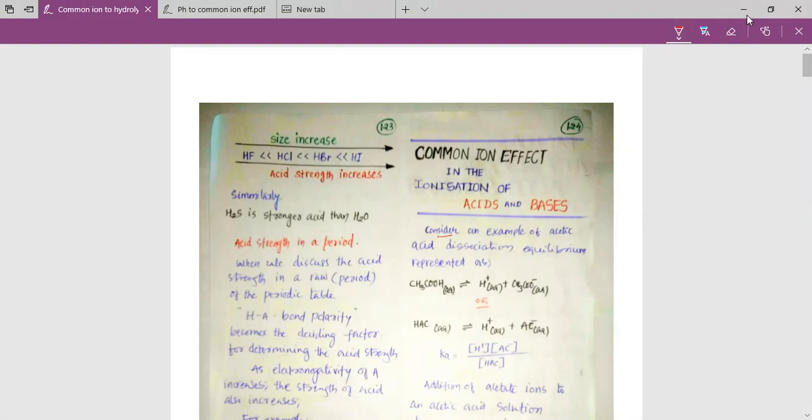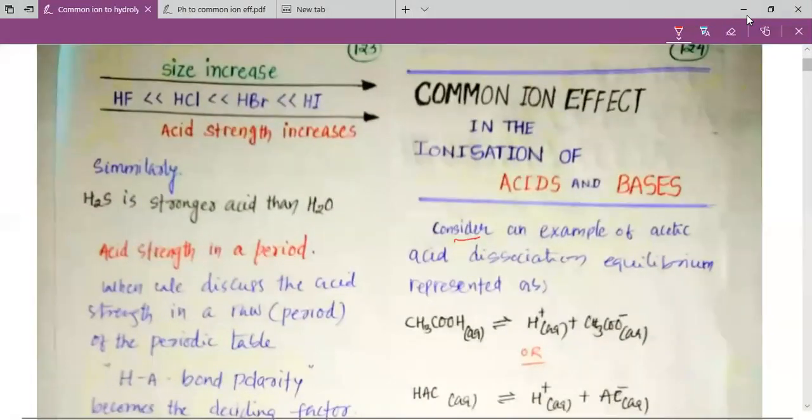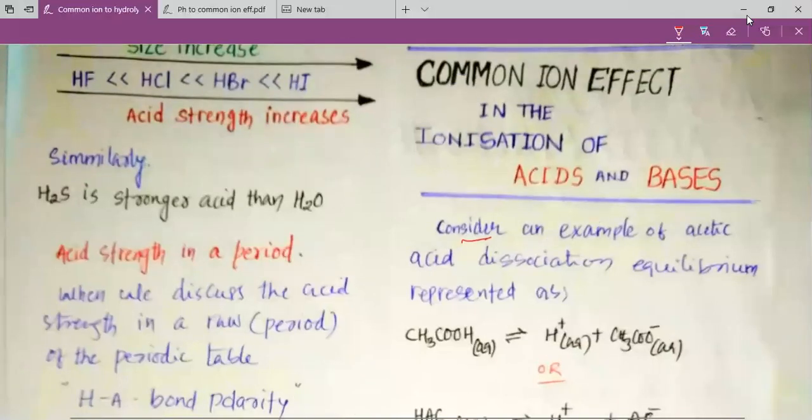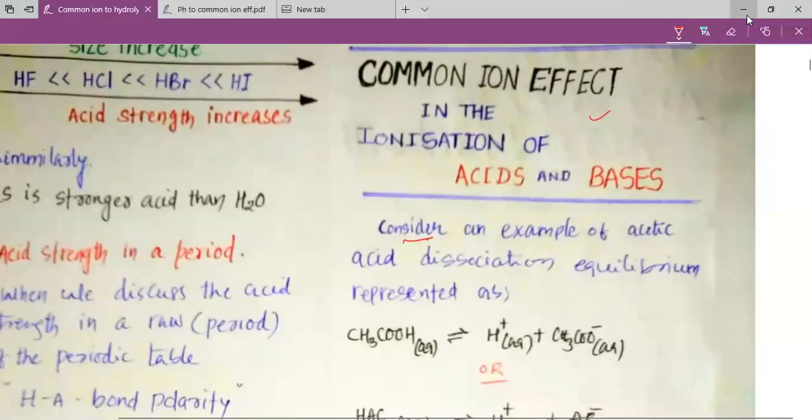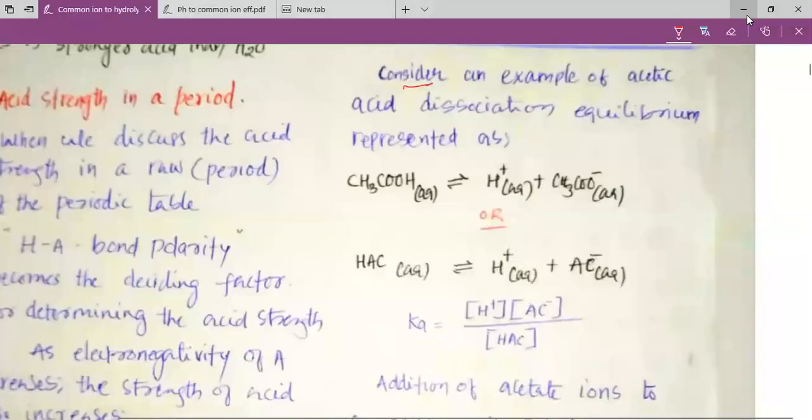Okay. So let's move forward and understand about this. So now let us study about the common ion effect and ionization of acids and bases. Consider an example of an acetic acid dissociation equilibrium. So we have this acetic acid. This acetic acid dissociates and forms H plus and CH3COO minus.